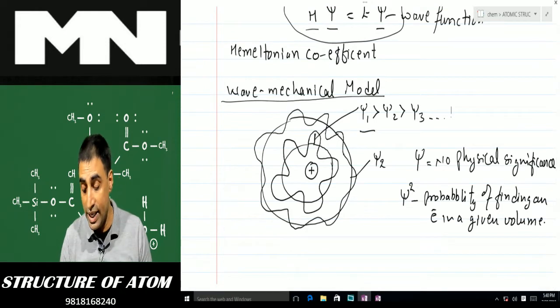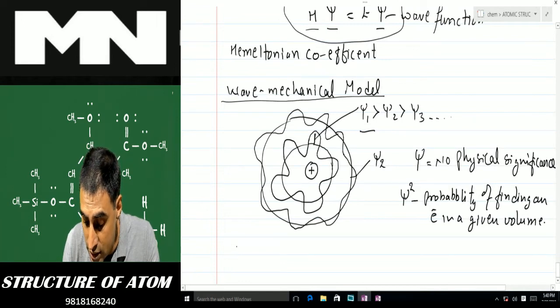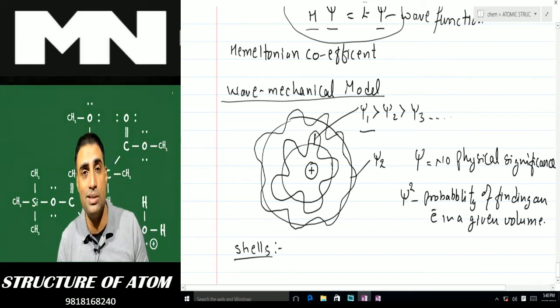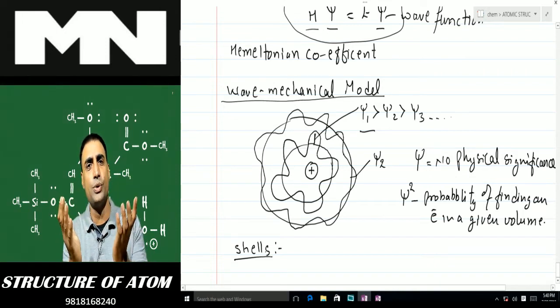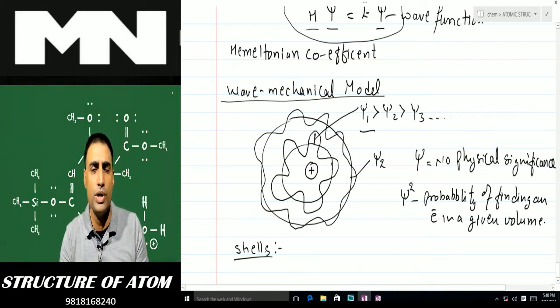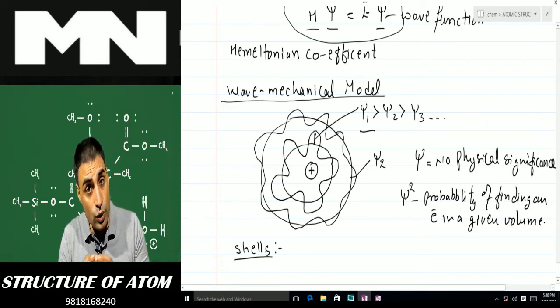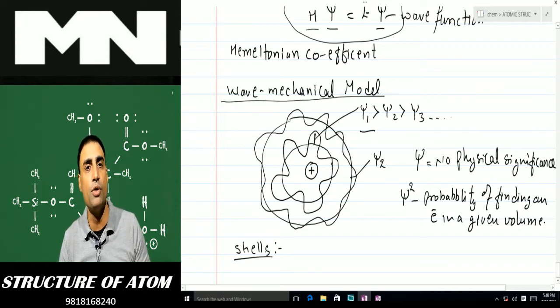Dear students, we'll move ahead. According to wave mechanical model, we'll see what shells are. Shells are nothing but a simple three-dimensional region around the nucleus where the probability of finding an electron is finite, where you can get an electron. You can write down the definition of shell, because it can be asked in your exam. What is a shell? A shell is a three-dimensional space around the nucleus where the probability of finding an electron is finite, where you can get electron.